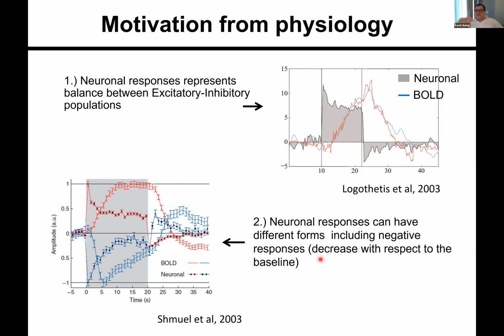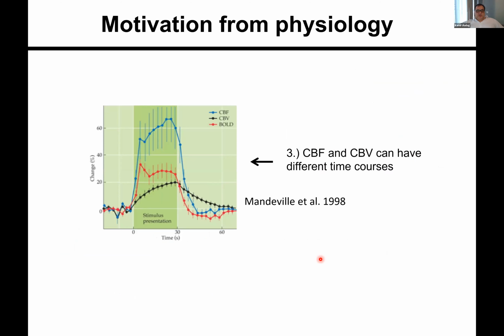So neuronal responses can have very different forms. And from the hemodynamics, in red, you see the BOLD signal. In black, you see the blood volume. In blue, you see blood flow. And you see here blood flow and blood volume are different, which means the model has to describe that blood flow and blood volume can have different time courses.